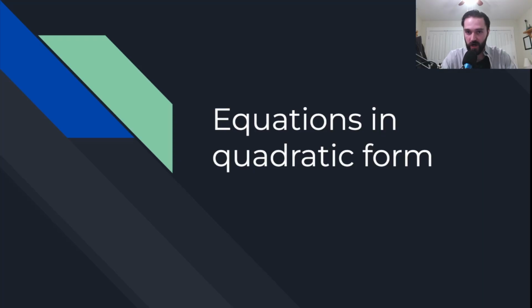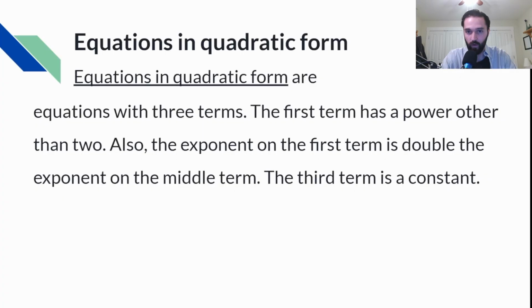Okay, here we go. Equations in quadratic form. Equations in quadratic form are equations with three terms. The first term has a power other than 2. Also, the exponent on the first term is double the exponent on the middle term. And finally, the third term is a constant.